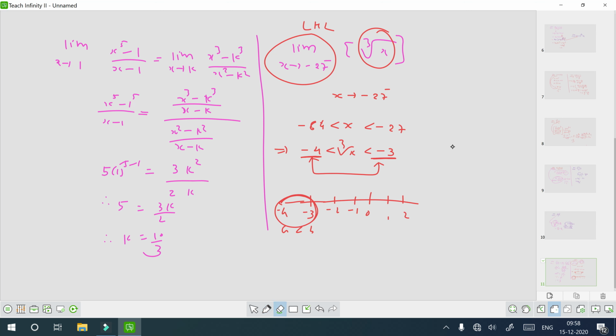So this implies that the cube root of x comes out minus 4. So you can see the answer is minus 4. Now let us take one practice for this type of sum. If we wish to find the limit x tends to minus 27 plus of cube root of x, let us make a practice of this type of sum.